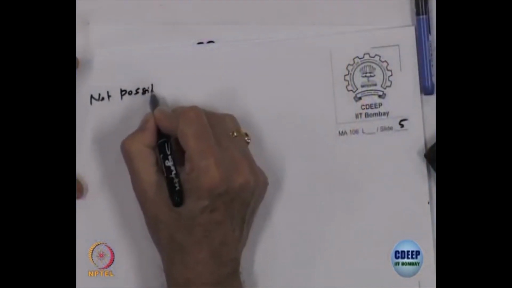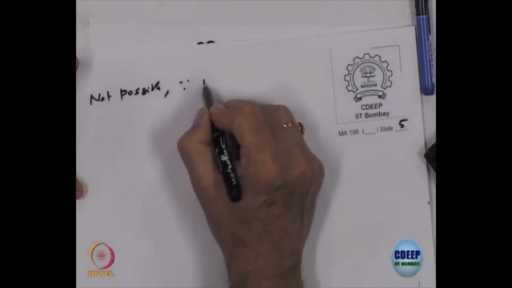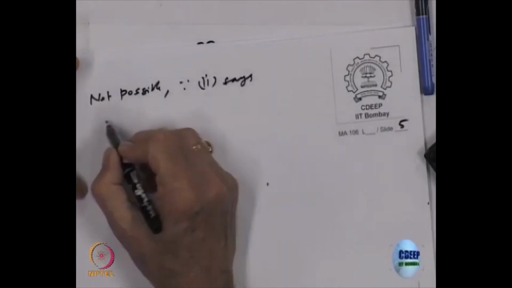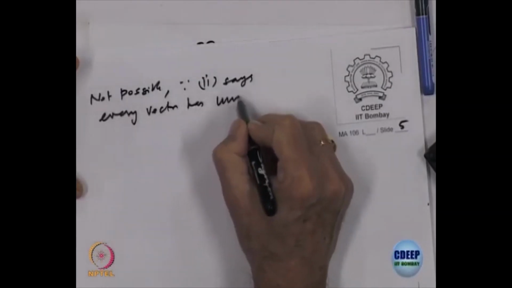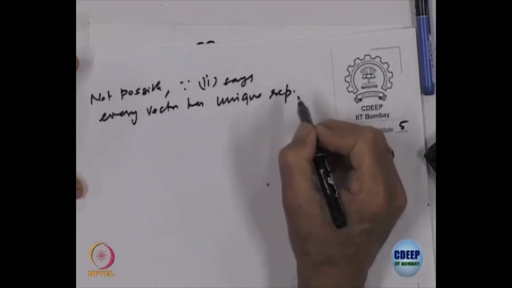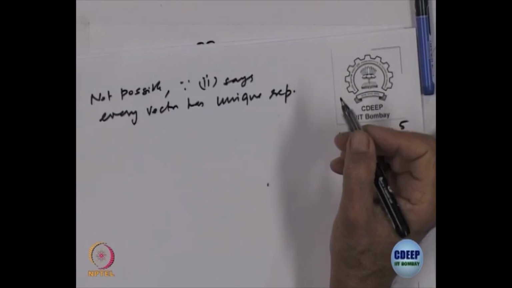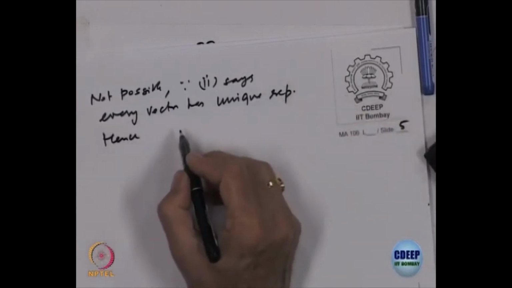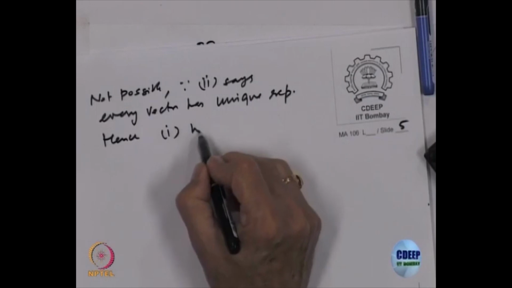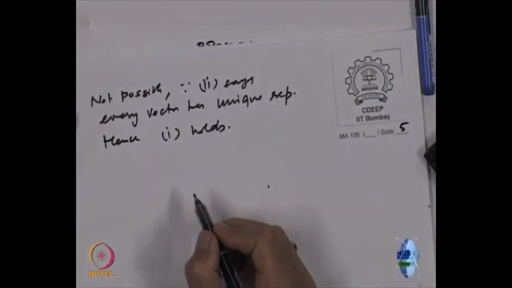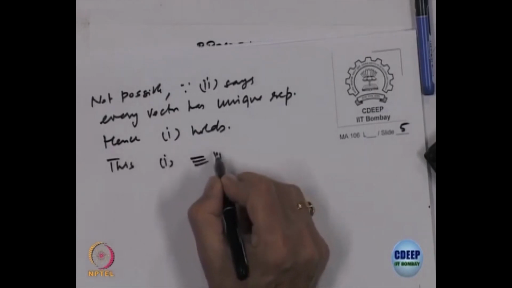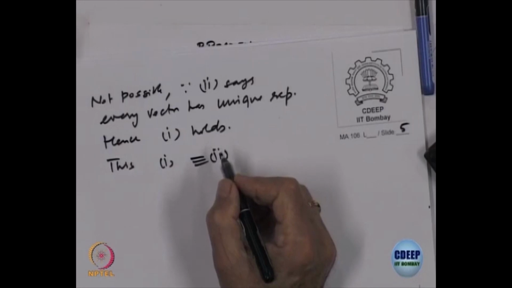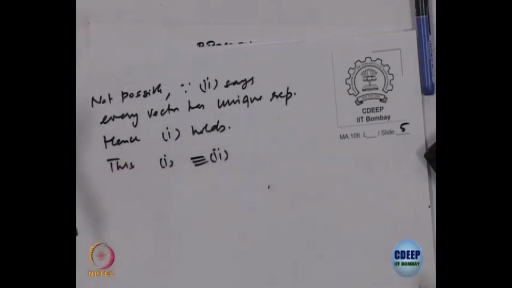So, not possible, because 2 says every element has a unique representation, right, and we are given for 0 two different representations. So, hence 1 holds. So, this proves what? This proves 1 is equivalent to 2, 1 implies 2 and 2 implies 1. So, that was the statement we wanted to show here.